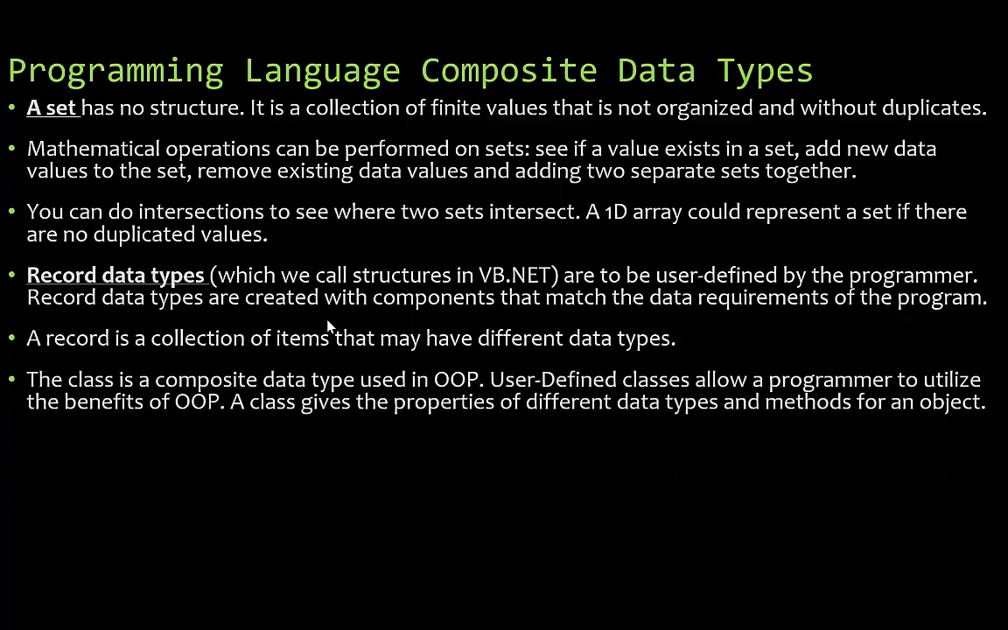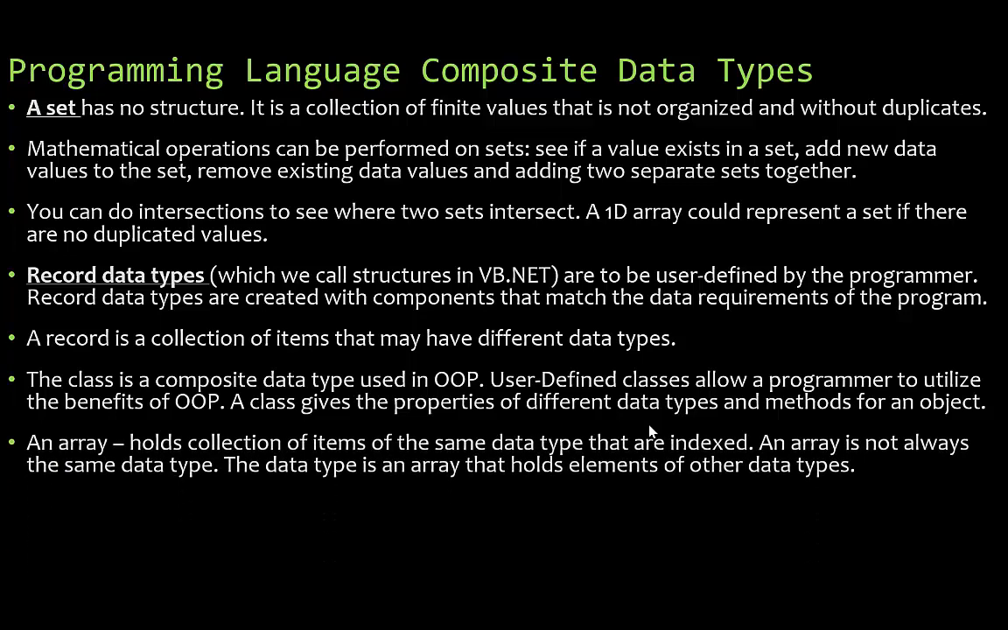Now, a record is a collection of items that may have different data types, but they do not have to have different data types. The class, when you're creating an object, is a composite data type that is used in object-oriented programming. When you create a user-defined class, it allows the programmer to utilize the benefits of object-oriented programming. And if you followed any of our object-oriented programming videos, you know that we have to give properties or attributes for each object. And a class gives the properties of different data types and methods for an object. We have strings, integers. We've used all that in object-oriented programming because it refers to more than one data type for that object that is also composite.